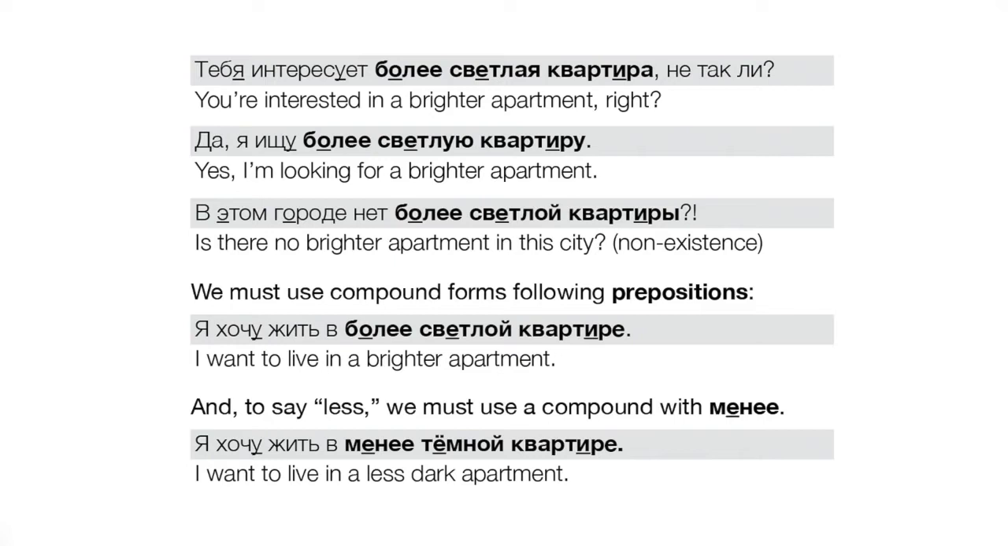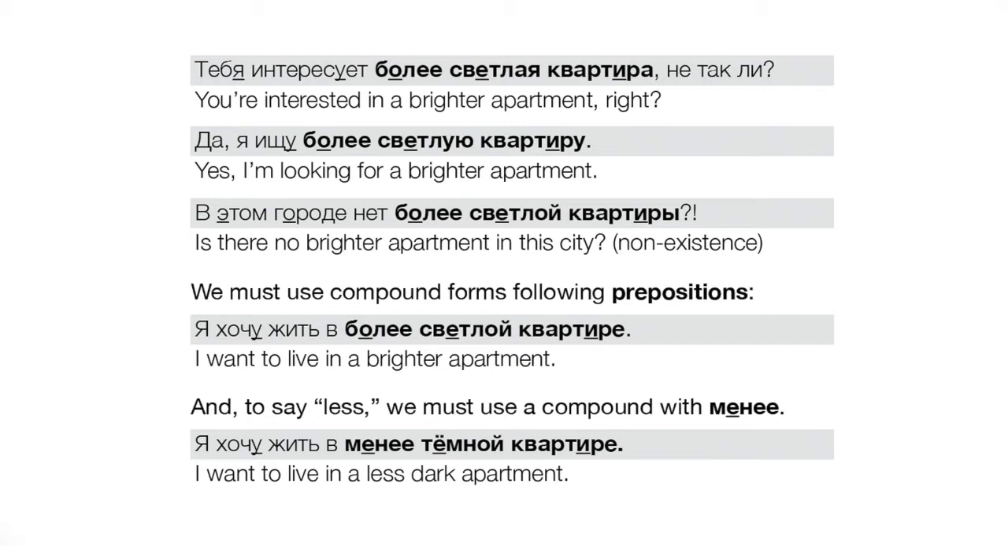But there are situations in Russian where we basically have to resort to the compound comparative forms with более or менее. Now, the first thing, we can jump to the last example here. Of course, if we want to say less at all, we have to use менее. There are no other comparative forms meaning less, so that's kind of a no-brainer. For example, I want to live in a less dark apartment. Я хочу жить в менее тёмной квартире. So no doubt on that one.